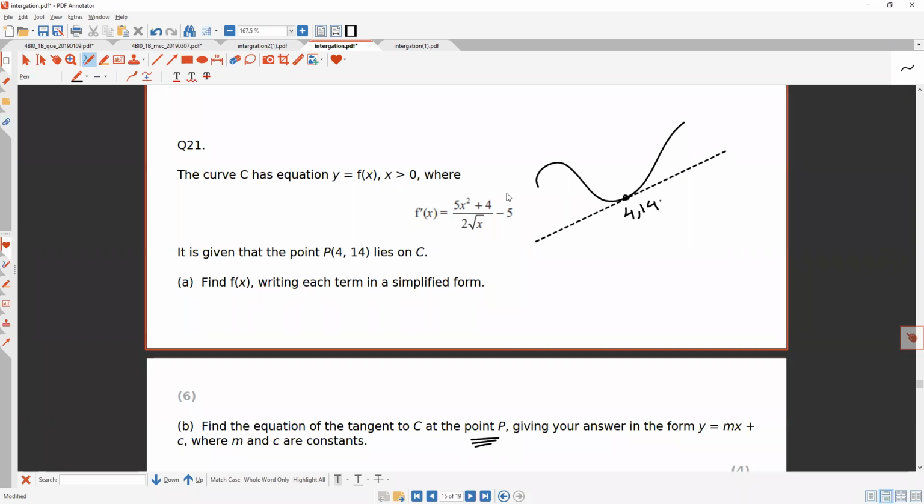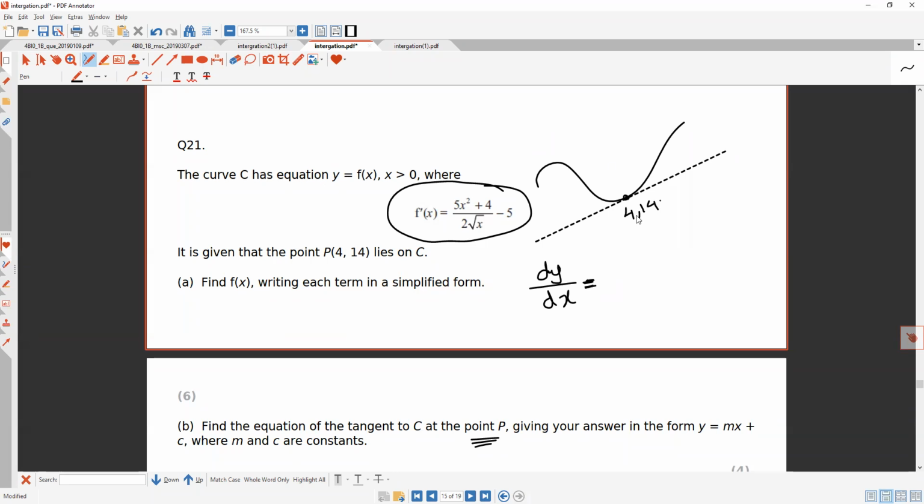Now see, do you guys know this is dy by dx, right? f dash x means what? It means dy by dx, right? So can I just substitute 4 here and get the gradient for myself? So can I do that? Can I do dy by dx? f dash x means dy by dx. If anyone doesn't know this, please.